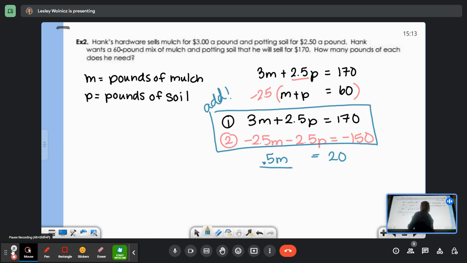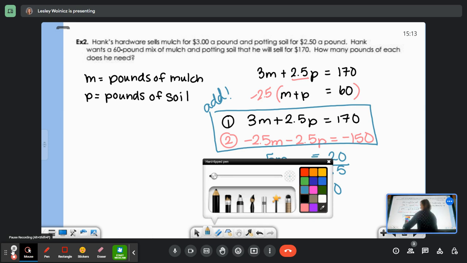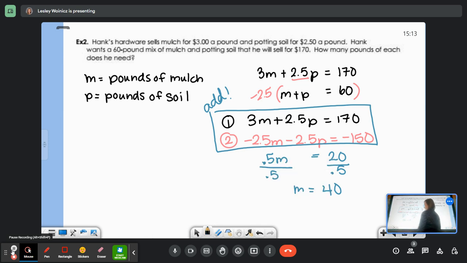Okay, so we're dividing by 0.5. And we get m is 40. So if M is 40, what is our pounds of soil, either P or S, depending on what you picked? No, it has to add up to 60. 20. So I picked P, so P is 20.